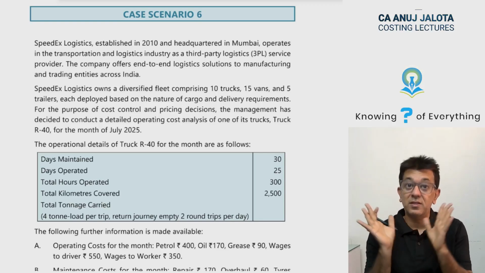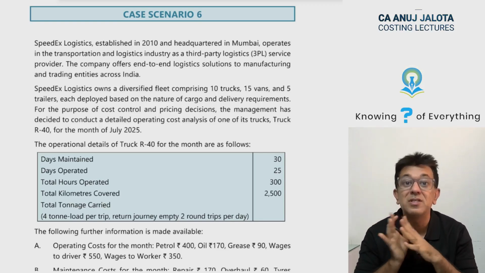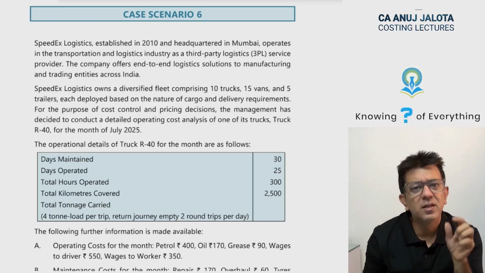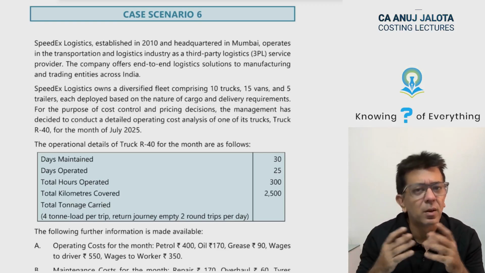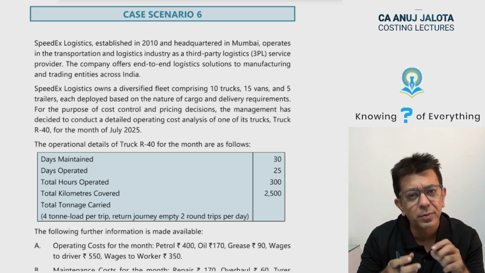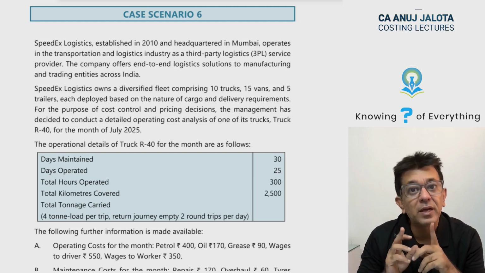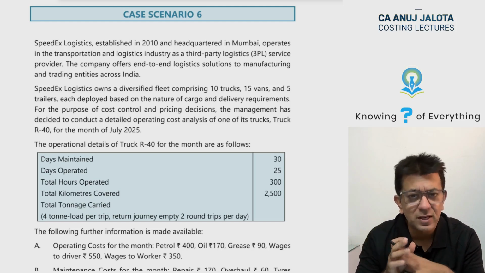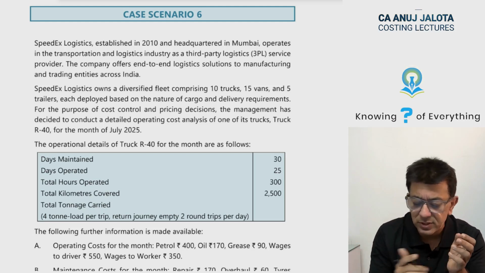Chale guys, so case scenario number 6. This is a question on service sector operating costing. In this, just one small concept will be coming that in any case we will have done in our questions also. What do you mean by absolute ton kilometer? And what do you mean by commercial ton kilometers? We will have done this. I'll give an example of this, then I guess I will be starting.